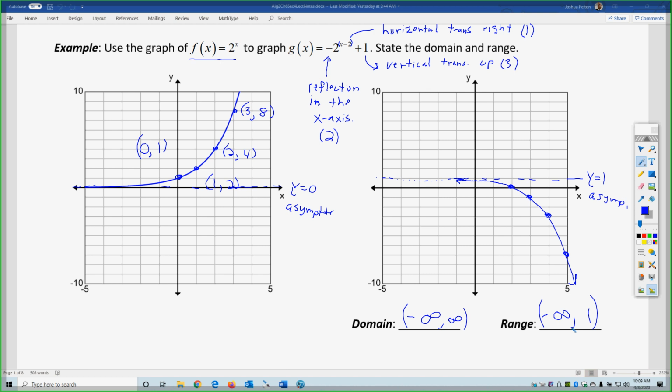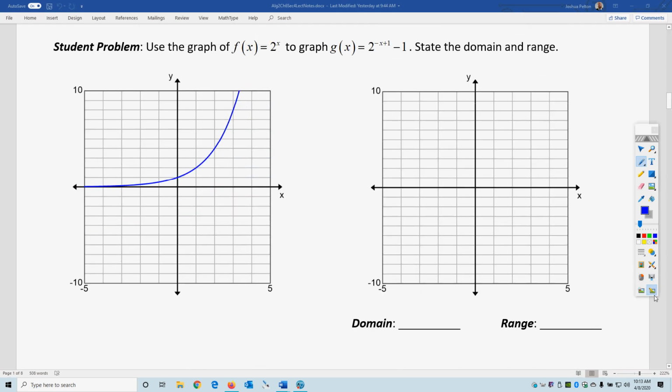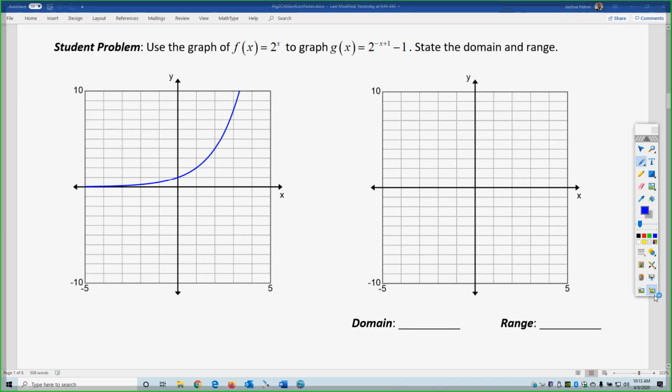Okay, pause the video, try the student problem. Okay, student problem. We have 2 to the x again. So our points are (0, 1), (1, 2), (2, 4), and (3, 8). There are other ones, obviously, but we'll take the nice whole number ones and go from there.